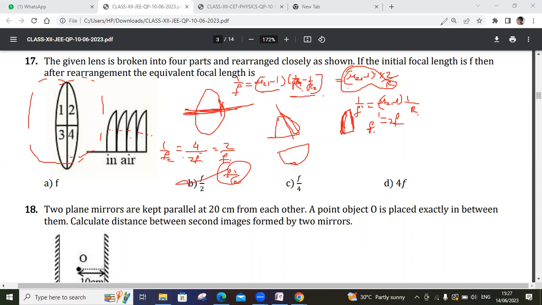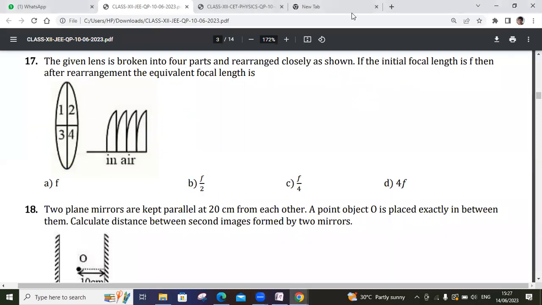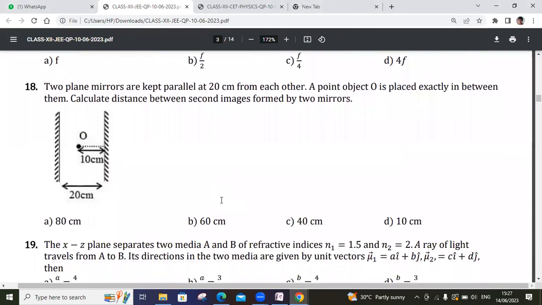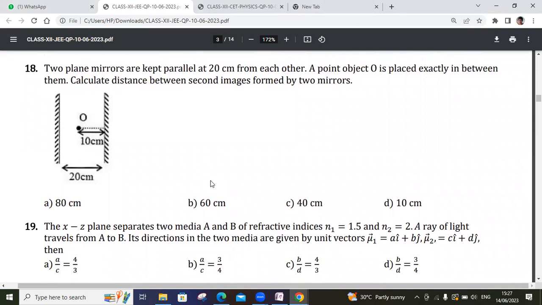Now we'll go for the 18th problem. Two plane mirrors are kept parallel at 20 centimeters from each other. A point object O is placed exactly in between them. Calculate the distance between the second images formed by the two mirrors. So first, if you see this mirror, its first image will be at 10 centimeters, correct? And the first image for this mirror will also be at 10 centimeters. The object is at 10 centimeters, so the image will be at 10 centimeters. So these are the first images, right?